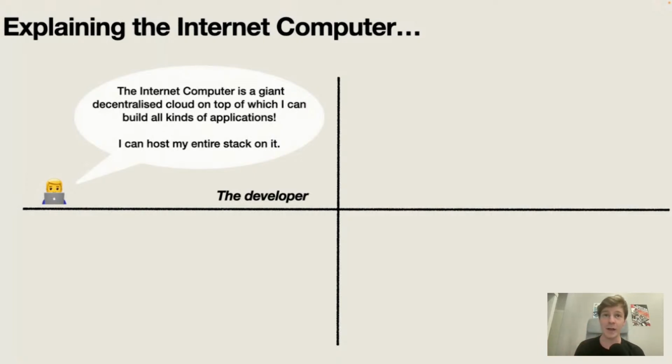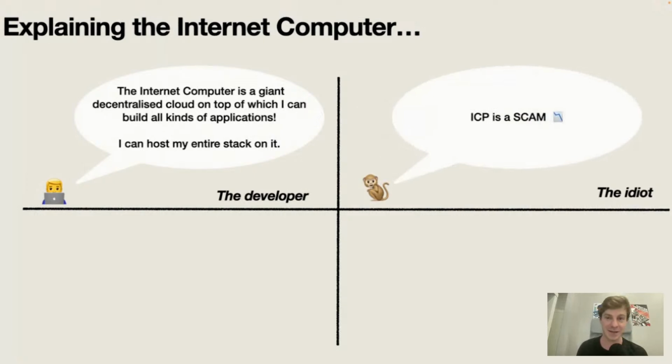There is another way to explain it, which is kind of the idiot perspective: ICP is a scam. I've heard that a lot. To be fair, it's coming from a lot of people that base their perception on the price of the token. We can talk about that later. The price of ICP is not the most attractive one. If you're only looking for short-term profit, of course you're not going to like ICP, and you're probably going to think it's a scam.